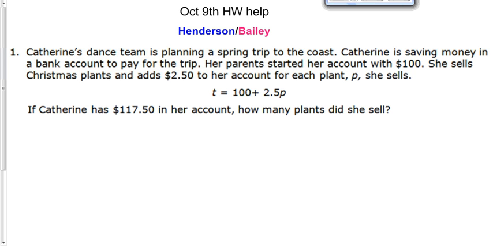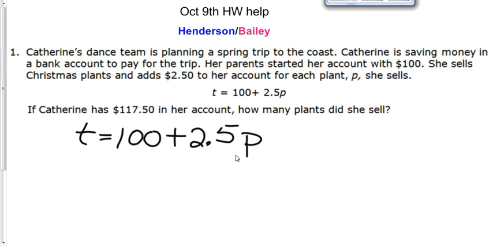Catherine's dance team is planning a spring trip to the coast. Catherine is saving money in a bank account to pay for the trip. Her parents started her account with $100. She sells Christmas plants and adds $2.50 to her account for each plant she sells. If Catherine has $117.50 in her account, how many plants did she sell?